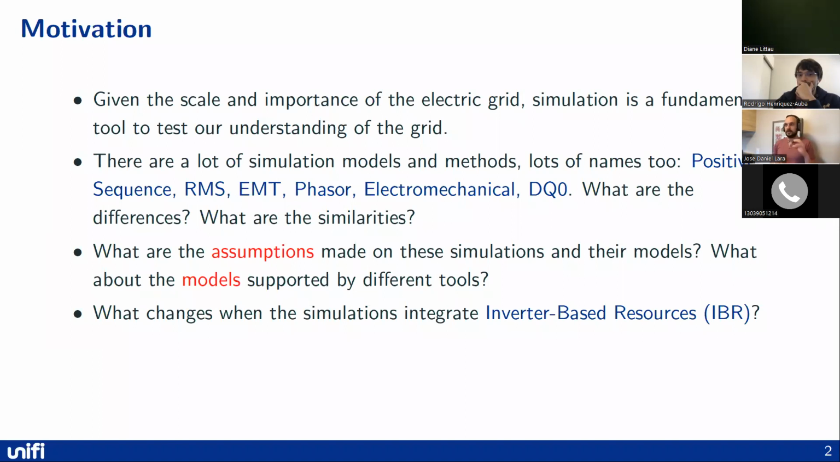So we can frame the general motivation of this presentation in terms of this old saying: all models are wrong, but some are useful. We're trying to figure out how wrong some models are and when they stop being useful to reach engineering valuable conclusions.